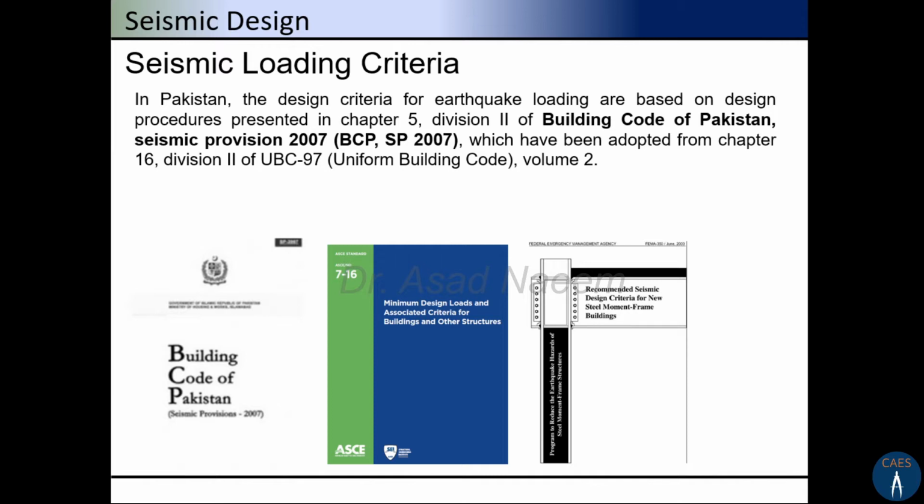There are different localized or regional building codes which we use for the design of building structures and seismic design of building structures. The Building Code of Pakistan is also one of the regional codes. However, ASCE 7-16, the latest one, and ACI are widely accepted by different countries in the world.